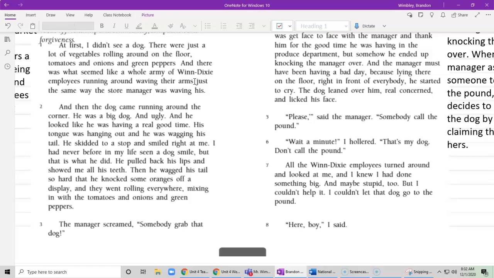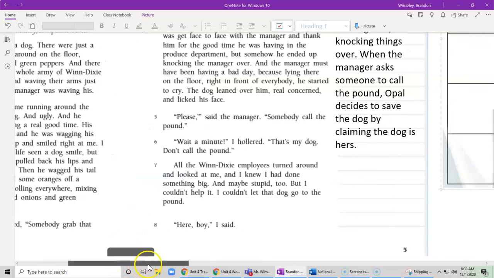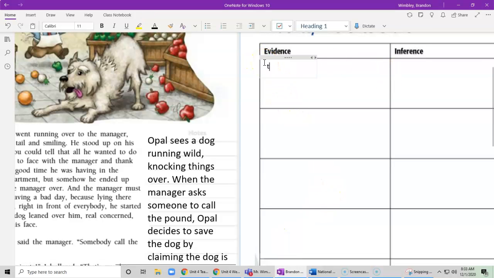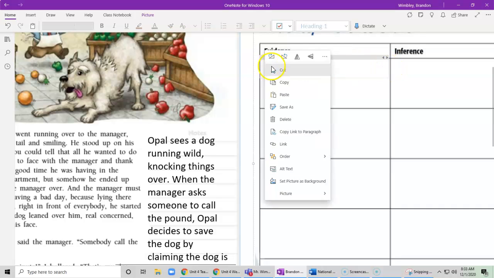Now, paragraph 1 mentions a dog and then includes descriptions of a huge mess in the store and employees running and waving their arms. If I put these details together, I can infer that the dog has caused the mess and upset the employees. So what was my evidence to know that those employees are upset? Because nowhere in here does it say the employees are upset or Fred, the store manager, is upset with this dog. So that's our inference that we're making. And our evidence that goes along with it can be pulled out from these sentences that we just read.